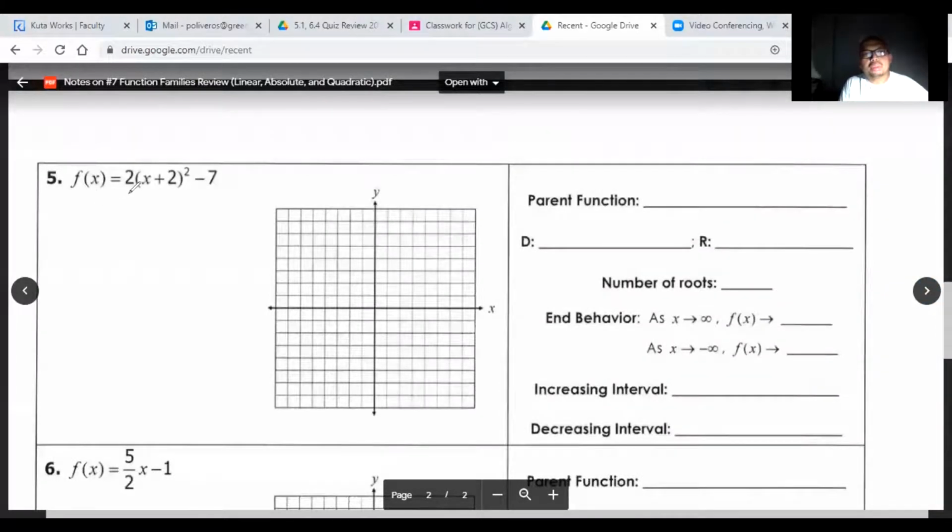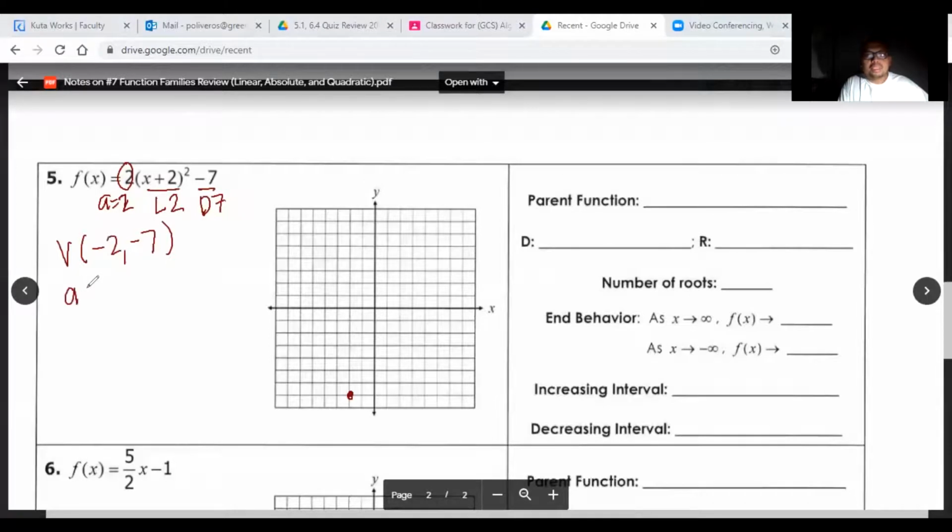So f of x equals 2 times the quantity x plus 2 squared minus 7. Again, the value of a here is 2 because of this 2 here. X plus 2 tells you that you're going to go left 2. Minus 7, you're going to go down 7. So you're going to go left 2, down 7. 1, 2, 3, 4, 5, 6, 7. That is my vertex. So my vertex here is (-2, -7).